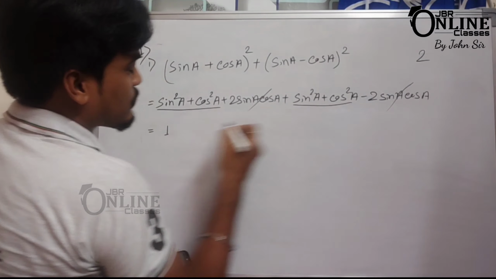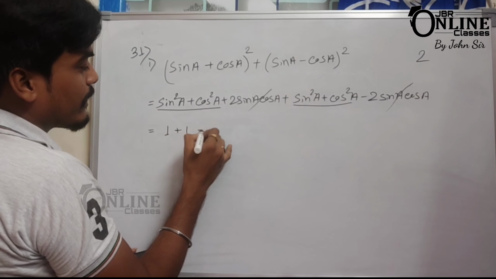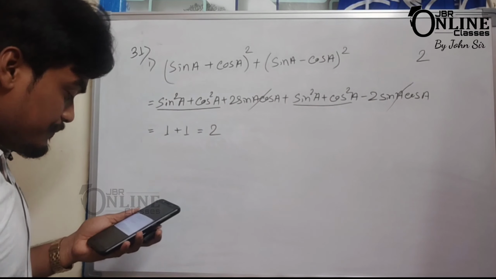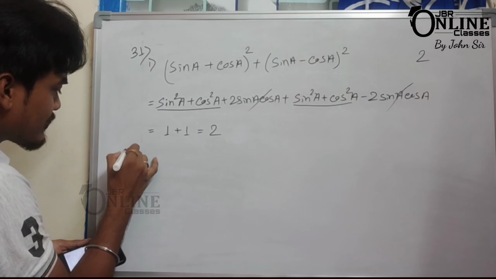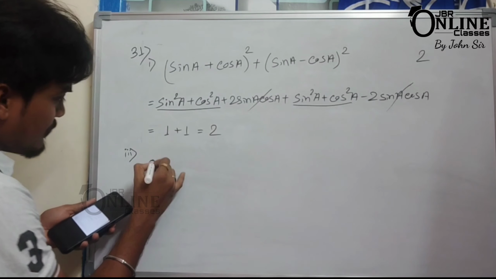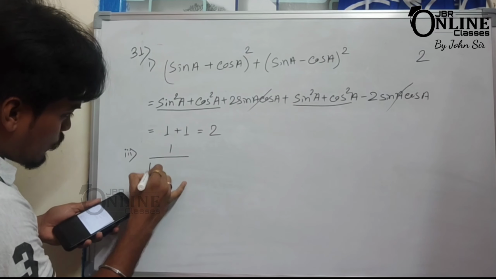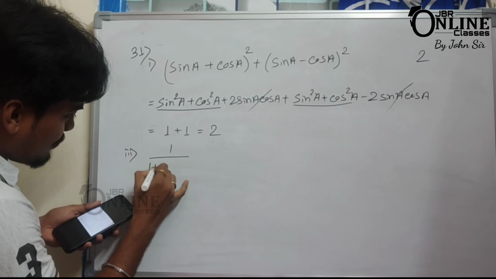Again, sin square A plus cos square A equals also 1. So 1 plus 1, that equals 2. Now next one, sum number 3. That means 1 by 1 plus tan square A plus 1 by 1 plus cot square A, and that equals, you have to prove, 1.